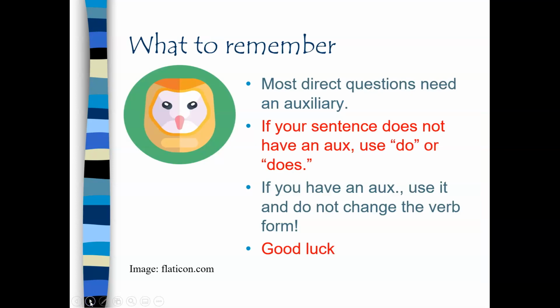So what is important to remember? It's that most direct questions need an auxiliary. There are several other auxiliaries. This is just the beginning. But if your sentence does not have an auxiliary, you use do or does. And if you have an auxiliary, like the verb to be, so I am, you are, etc., then you use it and you do not change the verb form.